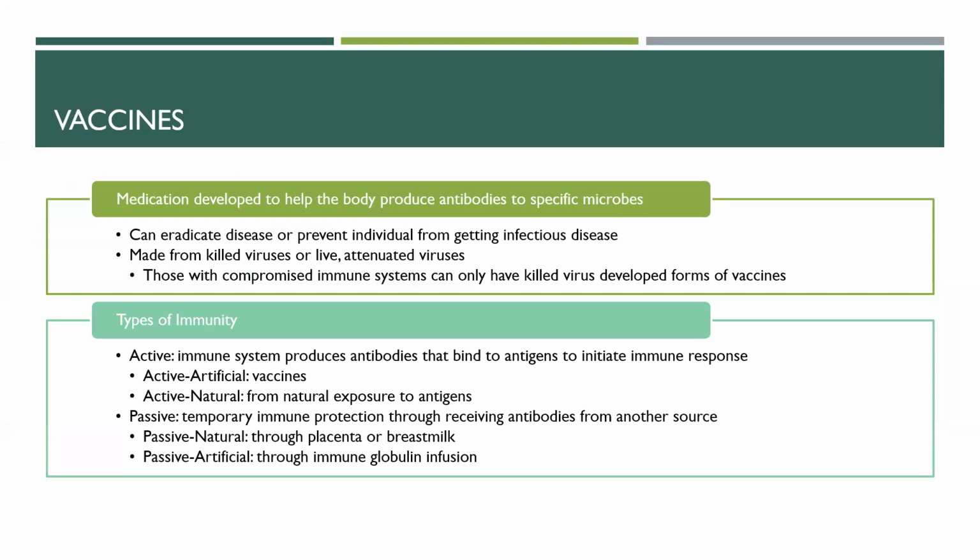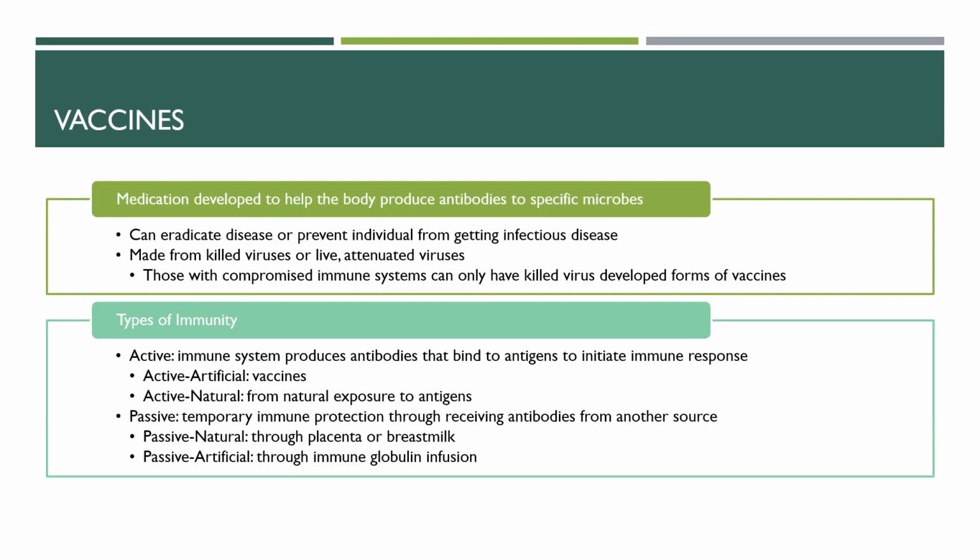In the past, it has been used to eradicate some diseases such as polio, or it may prevent the individual from getting the infectious disease that's still present. It is made from either a killed virus or a live attenuated virus. Just to note, those that have a compromised immune system can only get vaccines that were developed from the killed viruses. The purpose of vaccines is to increase different types of immunity.